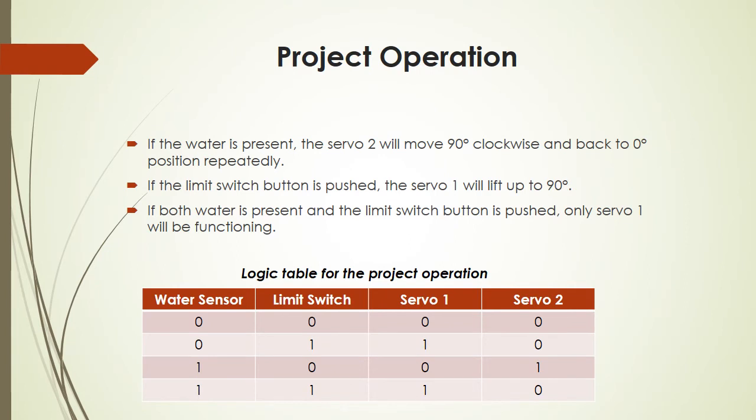Okay, now I will tell you about the project operation. For the first one, if the water is present, servo 2 will move 90 degree clockwise and back to 0 degree position repeatedly. And the second one, if the limit switch button is pushed, servo 1 will lift up to 90 degree position. And the third one, if both water is present and the limit switch button is pushed, only servo 1 will be functioning. Here I have included the logic table of the 4 conditions for the project operation.